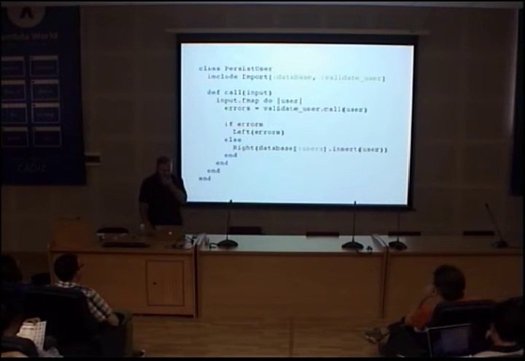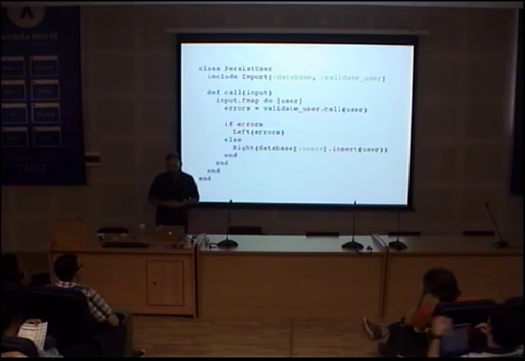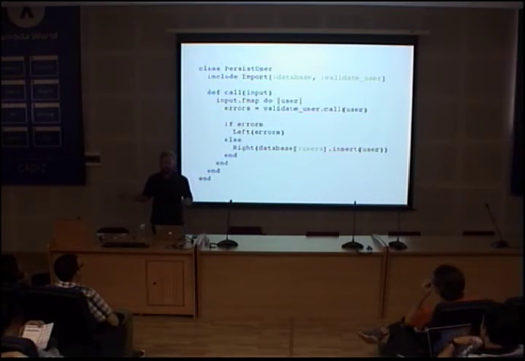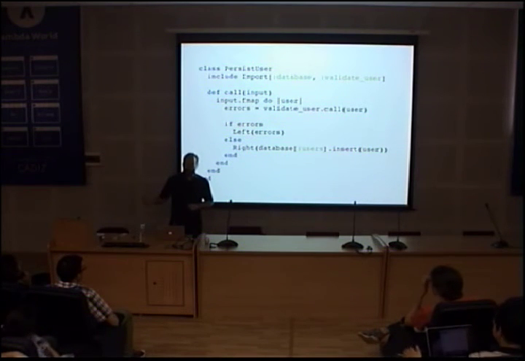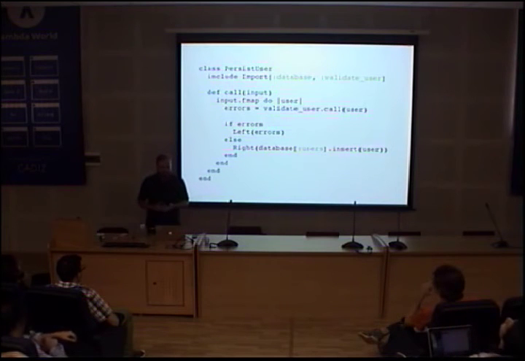So this is an example of a typical class that I define these days. As you can see, I call it persist user, so it's not user persister or user creator or, God forbid, user manager. And it's just including its dependencies. So it's like include, import, give me database, and validate user. I just made it up. It's not real code, but it kind of explains the concept.